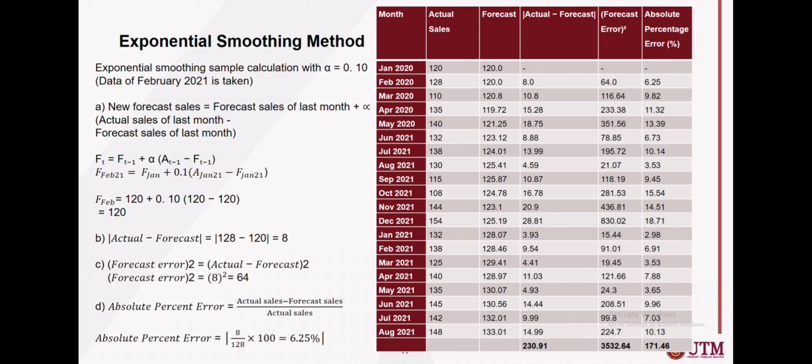The new forecast is 120 in February, the actual forecasting is 8, the forecasting error is 64, and the absolute percentage error result was 6.25%.